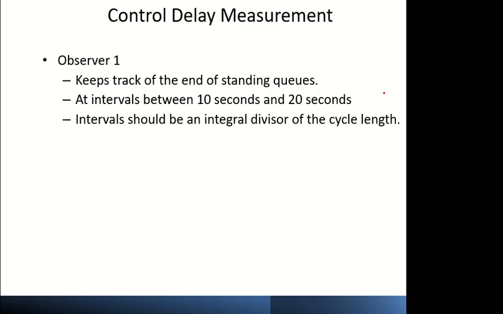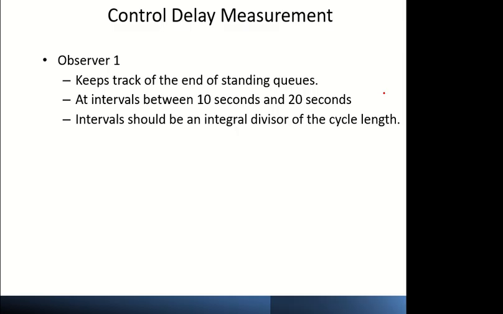Now you have to decide about the time interval. The time interval should be between 10 and 20 seconds. This is from their experience. Now how do I decide what number between 10 and 20? What we do is you go and look at the cycle length of the signal. Cycle length means what? The signal goes from red to yellow to green to yellow, and then red starts again.